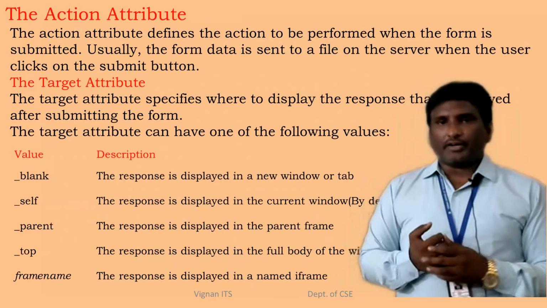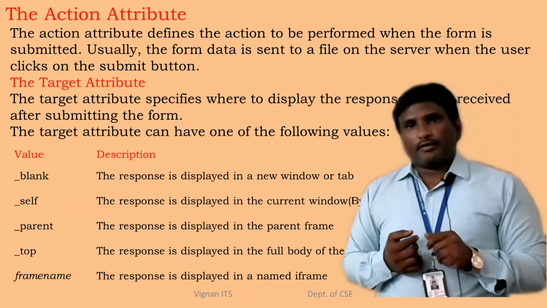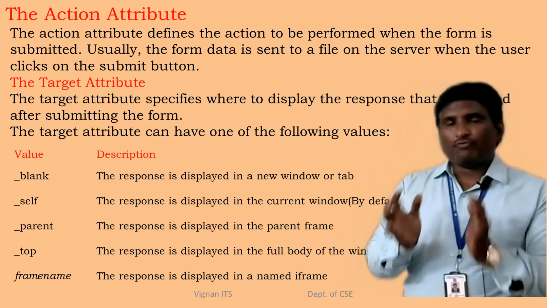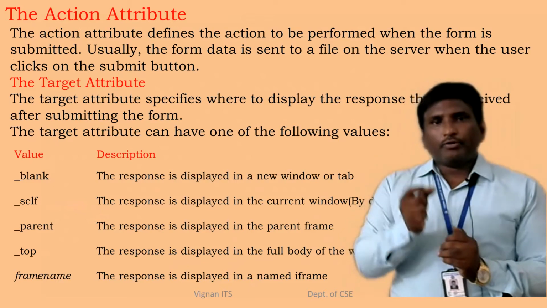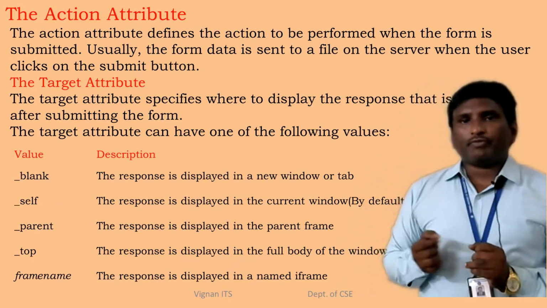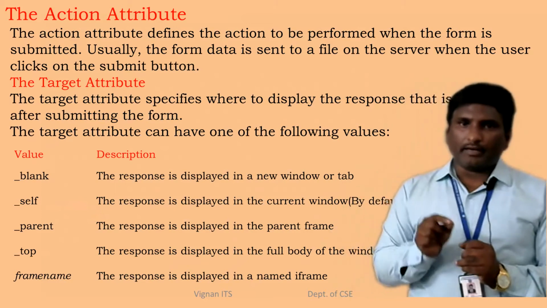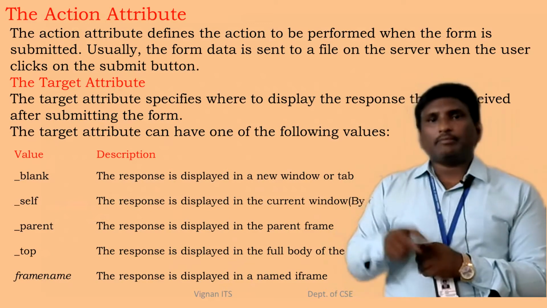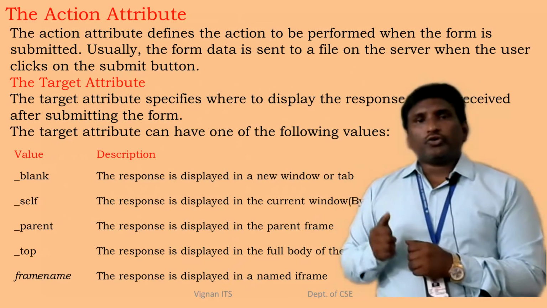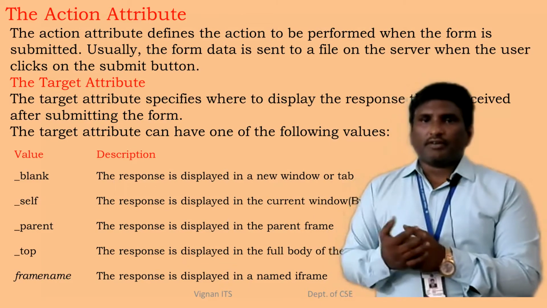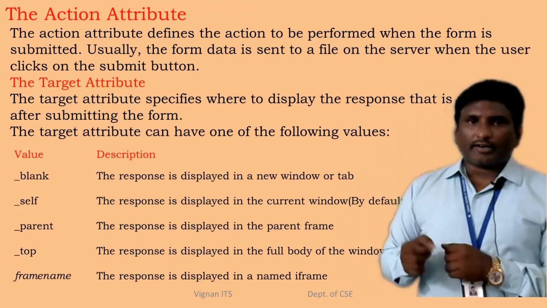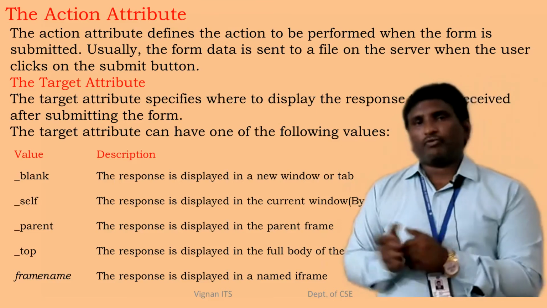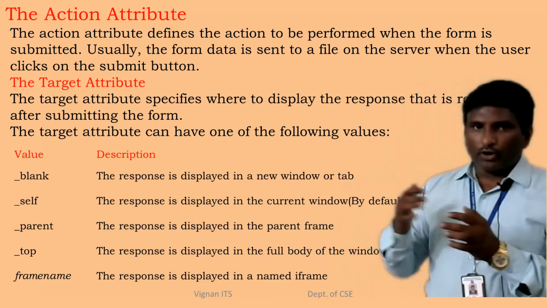Next, action attribute. Form is an element which has the attribute action. The action attribute defines the action to be performed when the form is submitted. Whenever you click on the submit button, the corresponding action will be done, redirected to the form handler. Usually the form data is sent to a file on the server. When the user clicks on the submit button, the target attribute specifies where to display the response that is received after submitting the form.